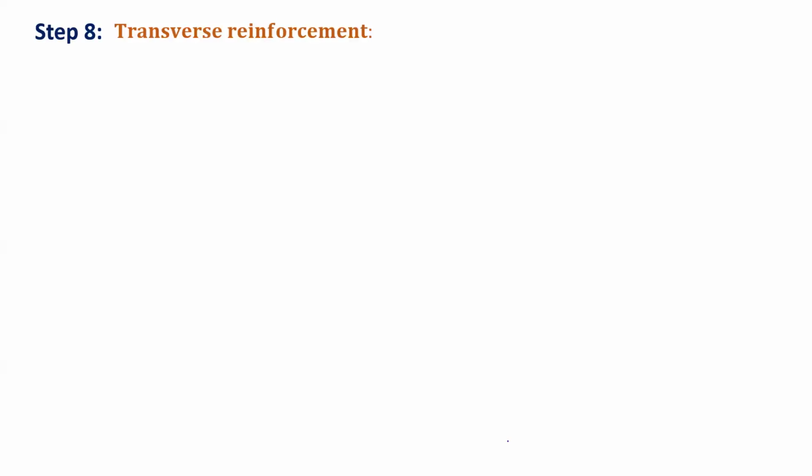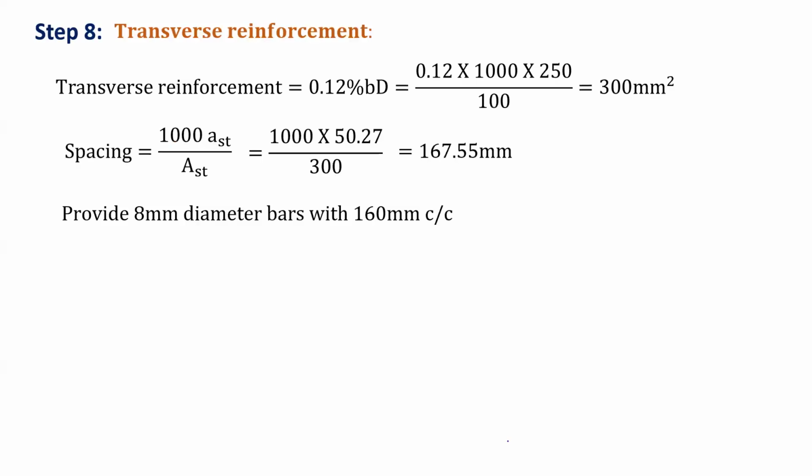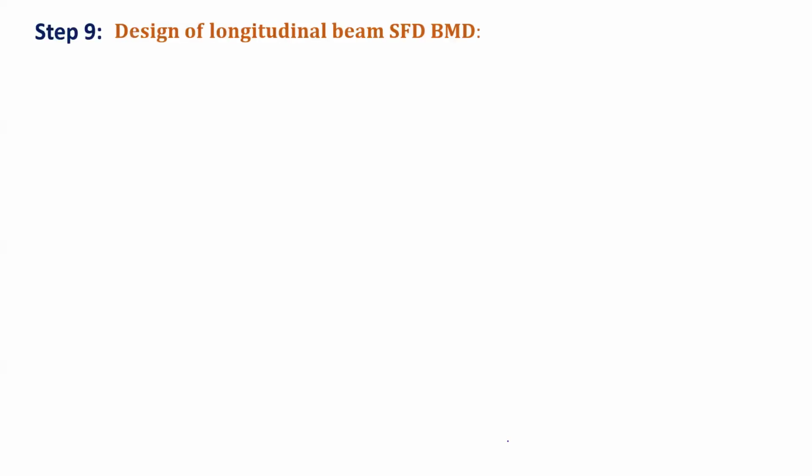Now we will go with transverse reinforcement, minimum reinforcement. Again, we have to provide spacing because we have taken 1 meter, and from this we will get 8 millimeter diameter bars with 160 mm center to center. Then we will go with design of longitudinal beam, and for that we have to draw SFD.